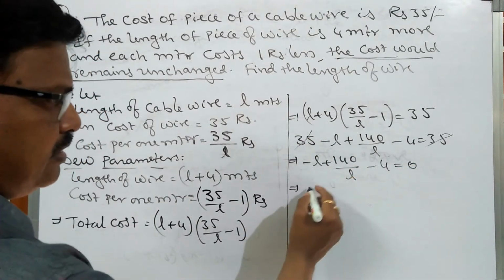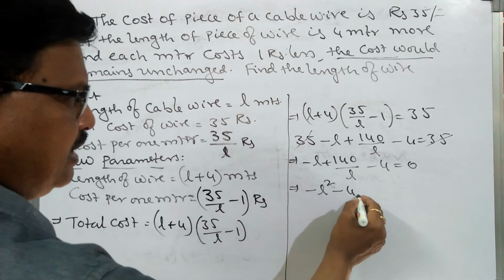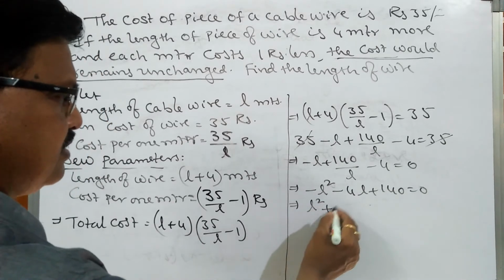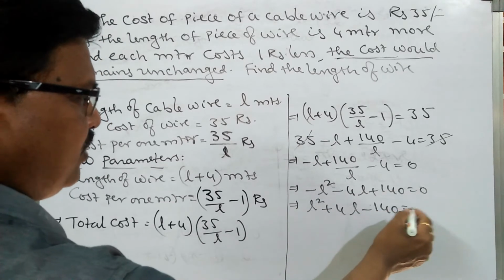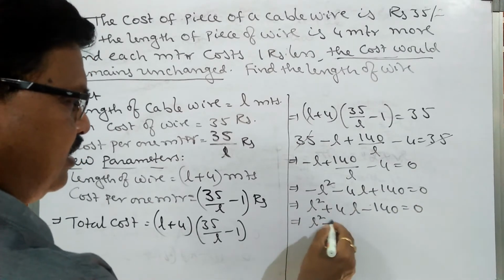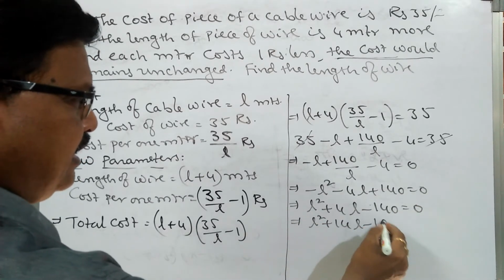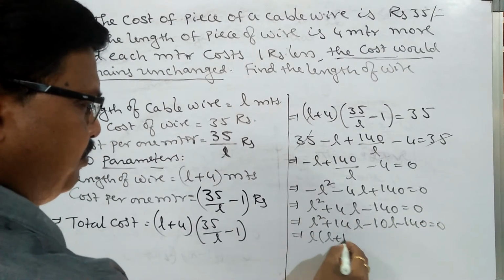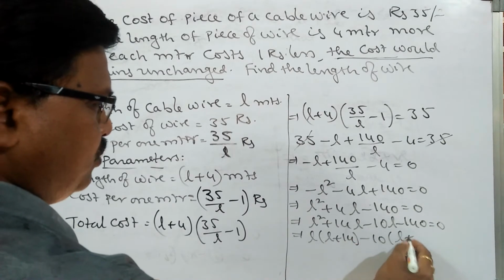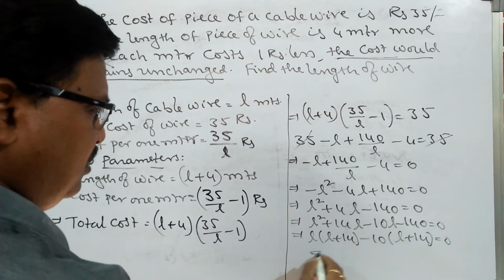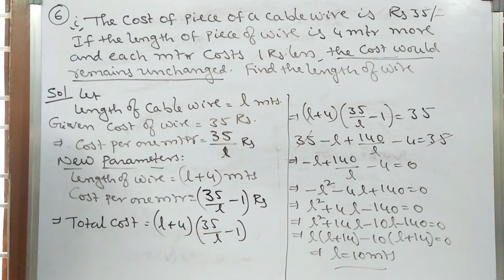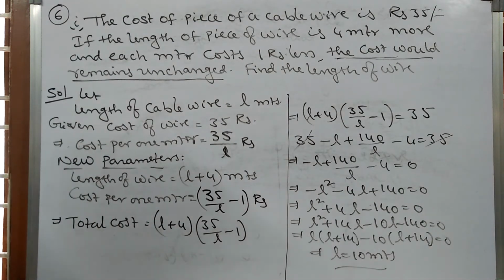So take LCM. Minus L square minus 4L plus 140 is equal to 0, which implies L square plus 4L minus 140 is equal to 0. L square plus 14L minus 10L minus 140 is equal to 0, which can be written as L into L plus 14 minus 10 into L plus 14 is equal to 0, which implies L is equal to 10 meters. We are not taking minus 14. Why? Because the length of the wire can never be negative. So the final answer is 10 meters.